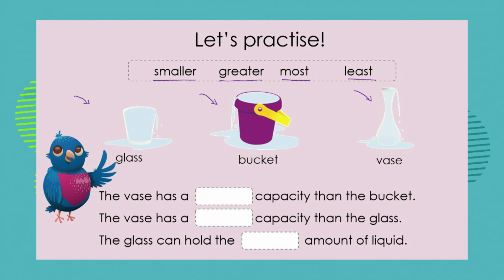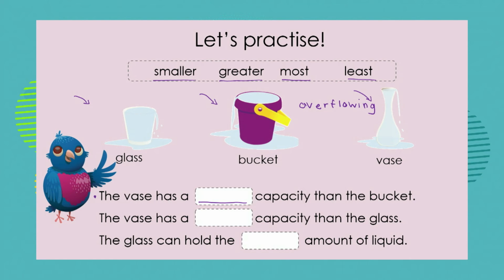Super work, grade ones. That is correct. They are all overflowing. Now let's compare them. Let's read the first sentence together. The vase has a missing word capacity than the bucket.